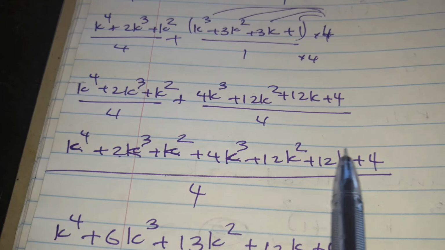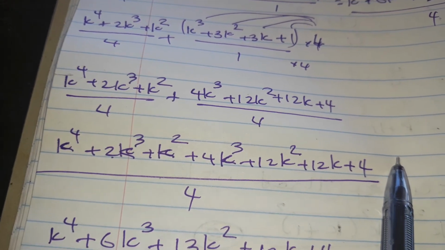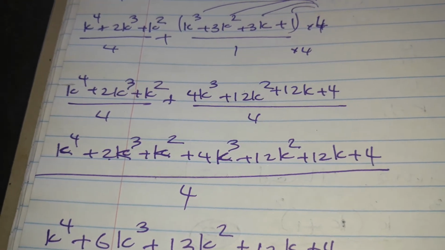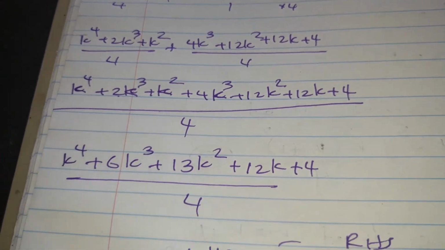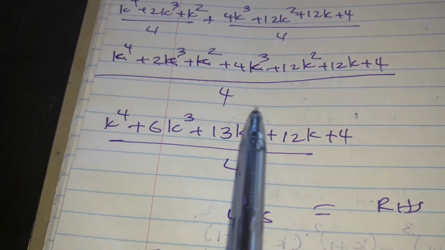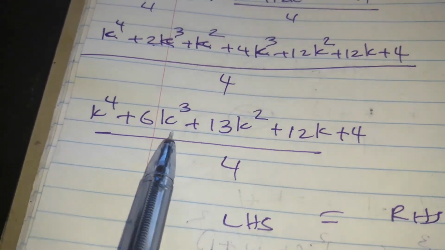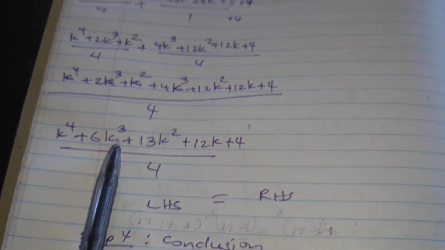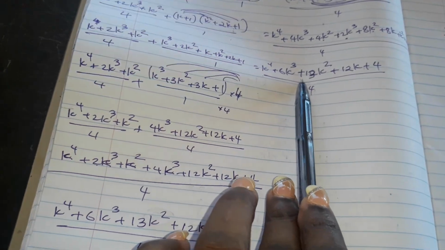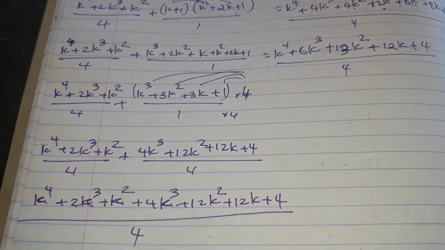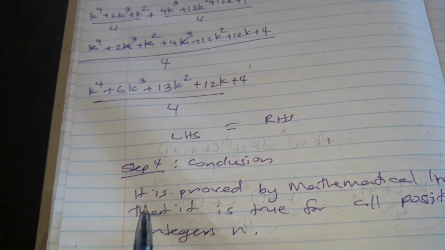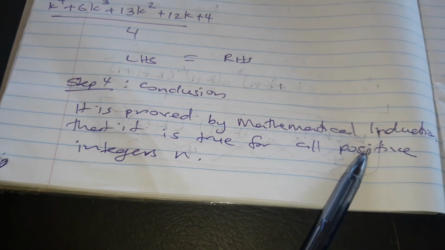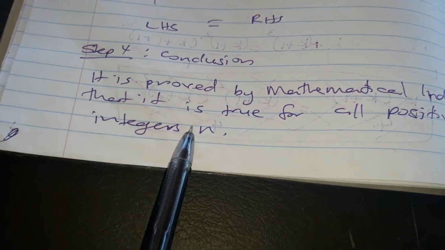Right? Once we are adding, now what we can do is collect all the like terms. So once we collect the like terms, it will end up as this, which is the same as the one on the right hand side. So you can see my left hand side answer is equal to my right hand side answer. Right? My conclusion: it is proved by mathematical induction that it is true for all positive integers n.